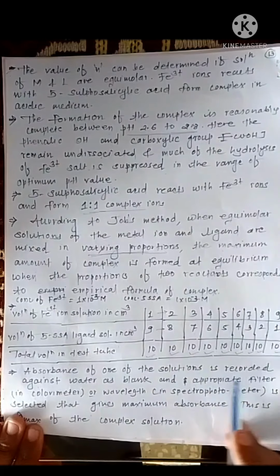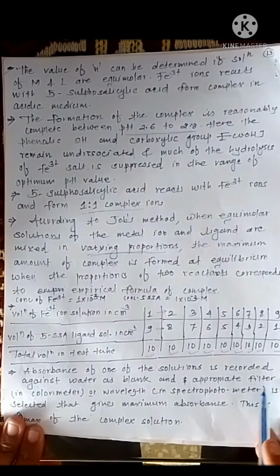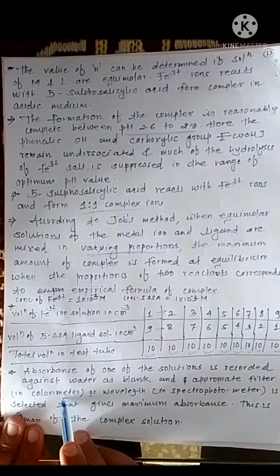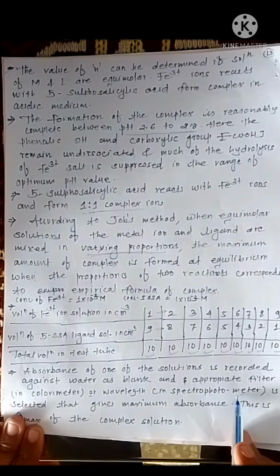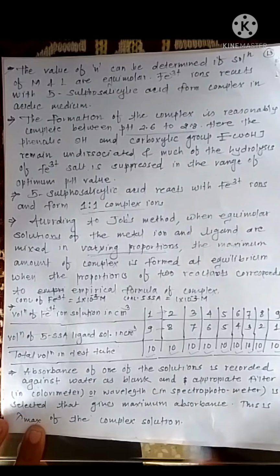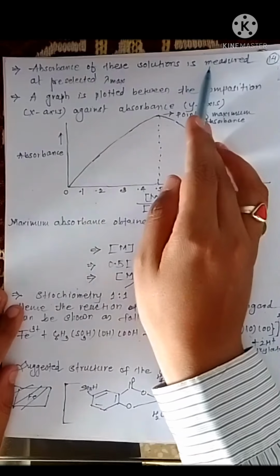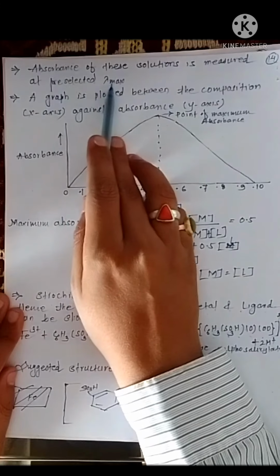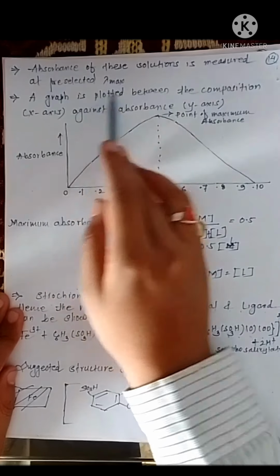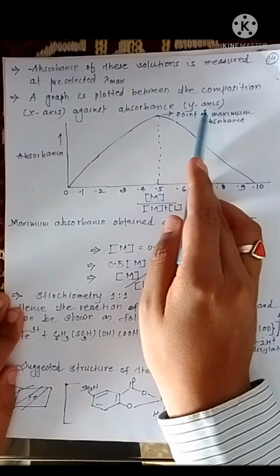Absorbance of one of the solutions is recorded against water as a blank. An appropriate filter in a colorimeter or wavelength in a spectrophotometer is selected that gives maximum absorbance. This is called the lambda max of the given complex solution. Absorbance of this solution is measured at the pre-selected lambda max. A graph is plotted between the composition on the x-axis against absorbance on your y-axis.